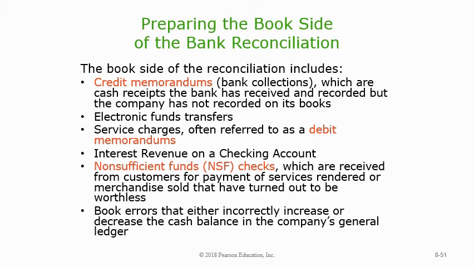And then we see interest revenue on the checking account, and then my all-time favorite, the NSF check, the non-sufficient funds, which are received from customers for payment of services rendered or merchandise sold that really turned out to be worthless because the person who wrote that check didn't have enough money in their bank to actually pay it. So those are super sad, but always fun to deal with. And then we see any book errors, so anything that we did that's just human error that has caused a difference in our balances.